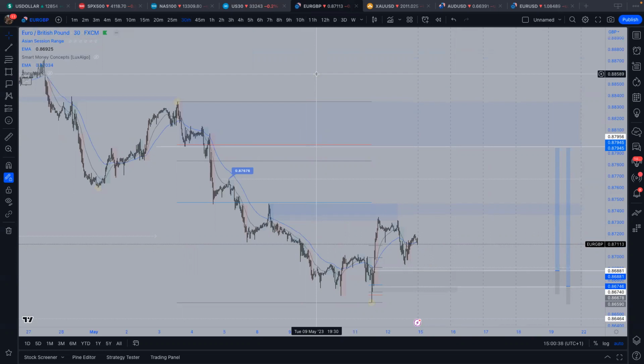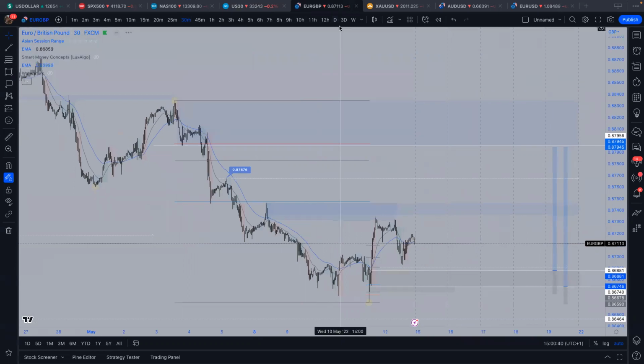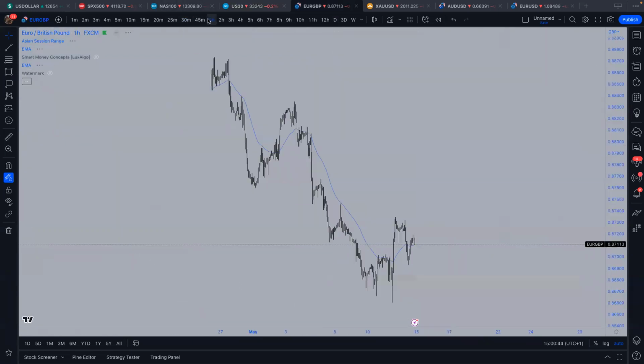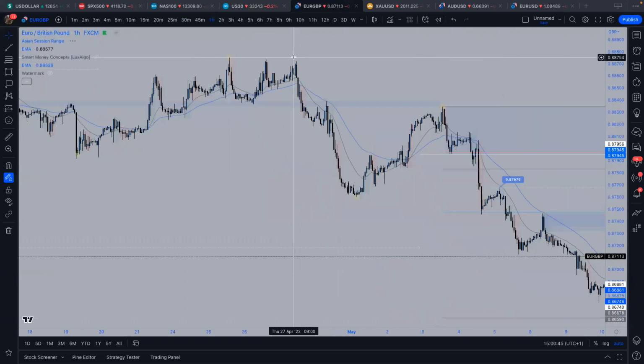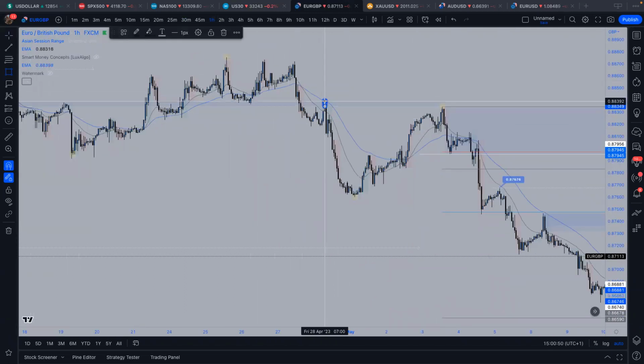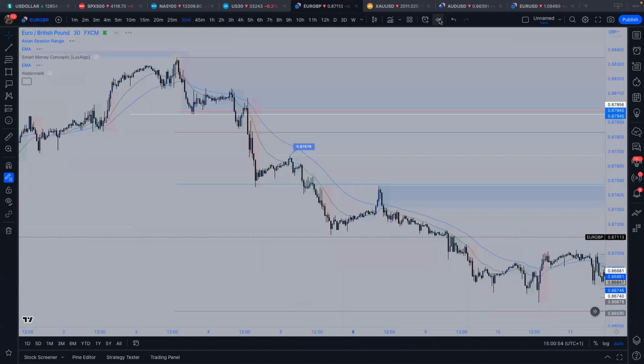Okay. Euro pound is looking quite nice. I was annoyed because I missed a really clean 15-minute entry trade up here. It is what it is, though. Should have, would have, could have. Let me scale down.